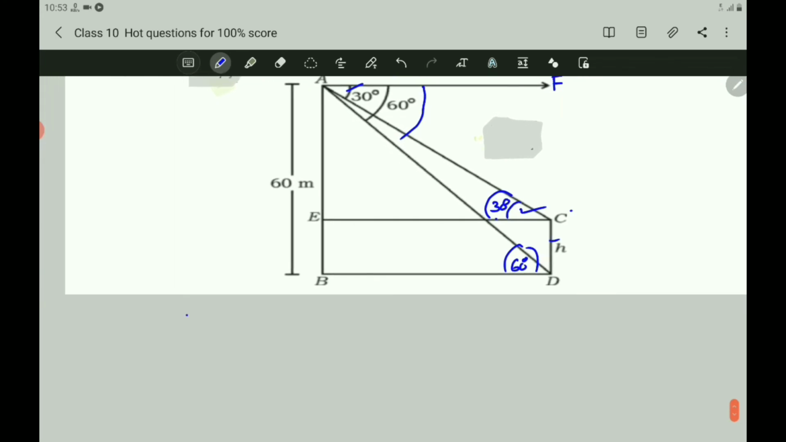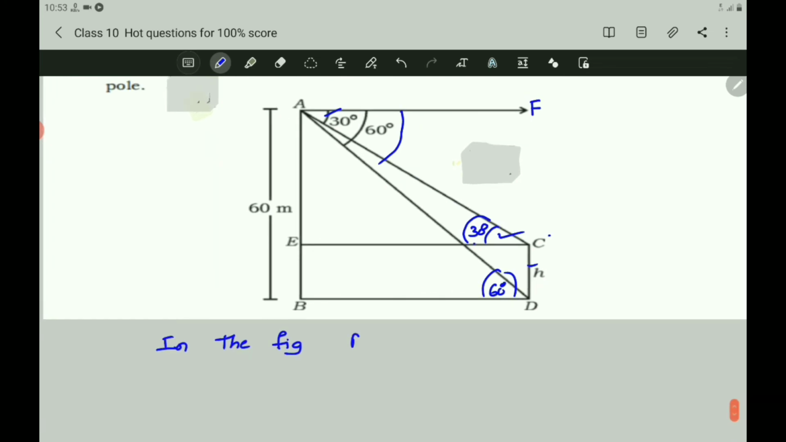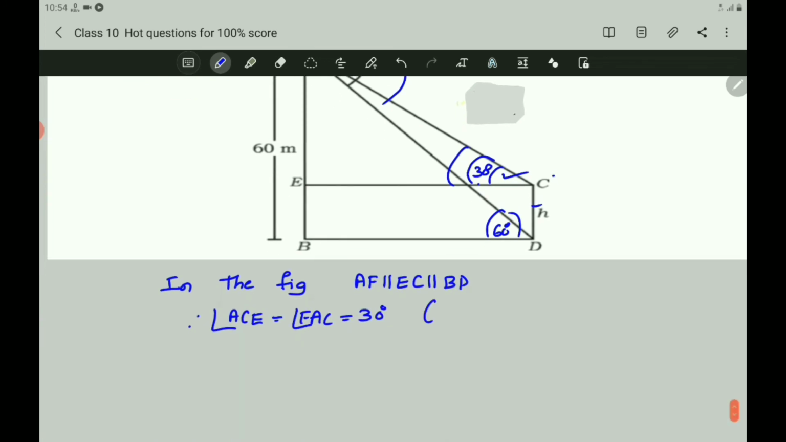So you write this point as F. You write AF, EC and BD are parallel. In the figure, AF parallel to EC parallel to BD. Therefore you write angle ACE is equal to angle FAC. Both are equal to 30 degree. You can give the reason: alternate angles.